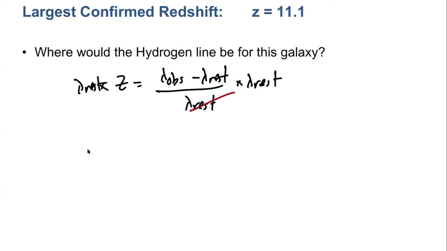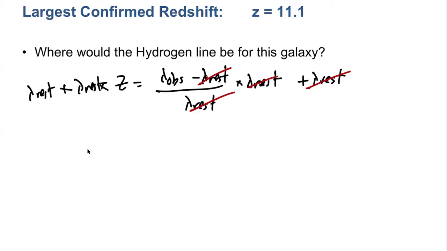That makes them go away over here. Now we've got just lambda obs minus lambda rest over here. What do we need to do? We need to add lambda rest to both sides. And that will cancel them out. Minus lambda rest plus lambda rest. We will have lambda obs by itself over on this side of the equation.